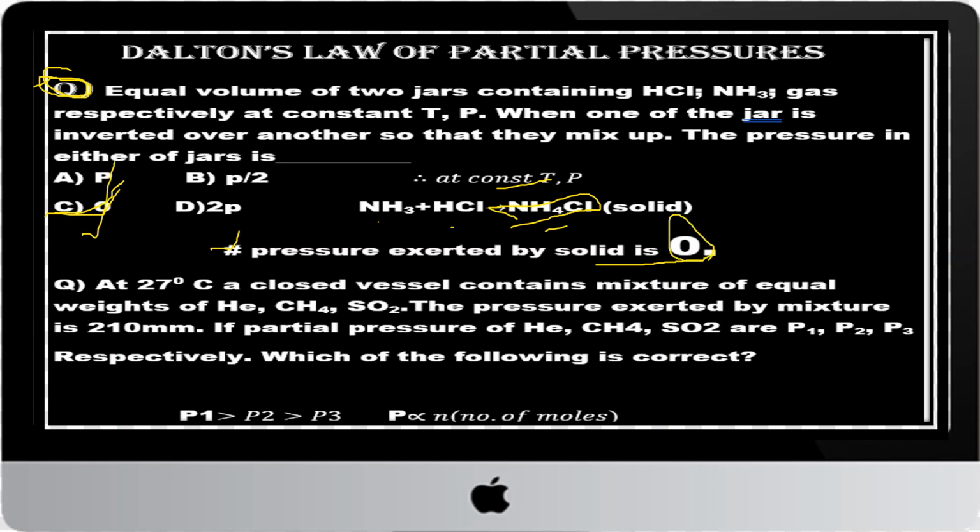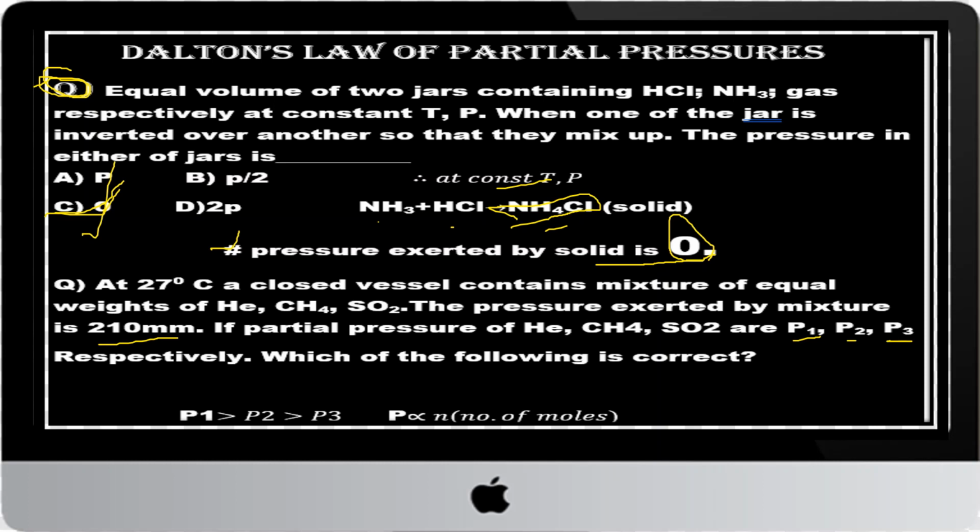Coming to the next question. At 27 degrees Celsius, a closed vessel contains a mixture of equal weights of helium, methane, and sulfur dioxide. The pressure exerted by the mixture is 210 mm. If the partial pressures of helium, methane, and sulfur dioxide are P1, P2, P3 respectively, which of the following is correct?